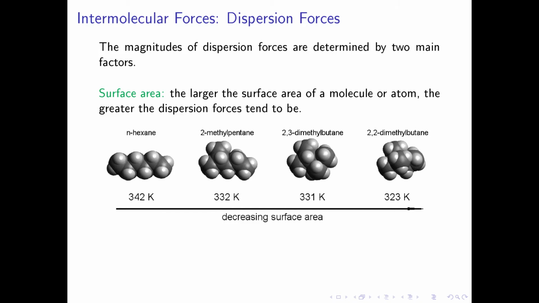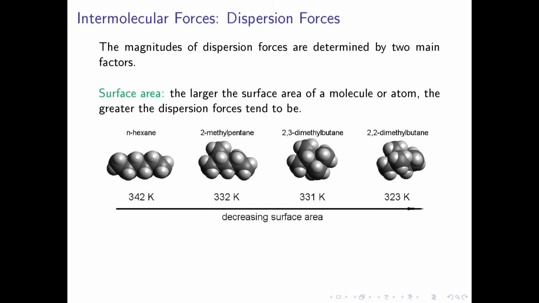The second in our list is 2-methylpentane, in which one CH3 group has been moved to a different location. We now have a molecule that is a little less rod-like, and in this case has less opportunity to generate dispersion forces, and the boiling point has decreased to 332 Kelvin.